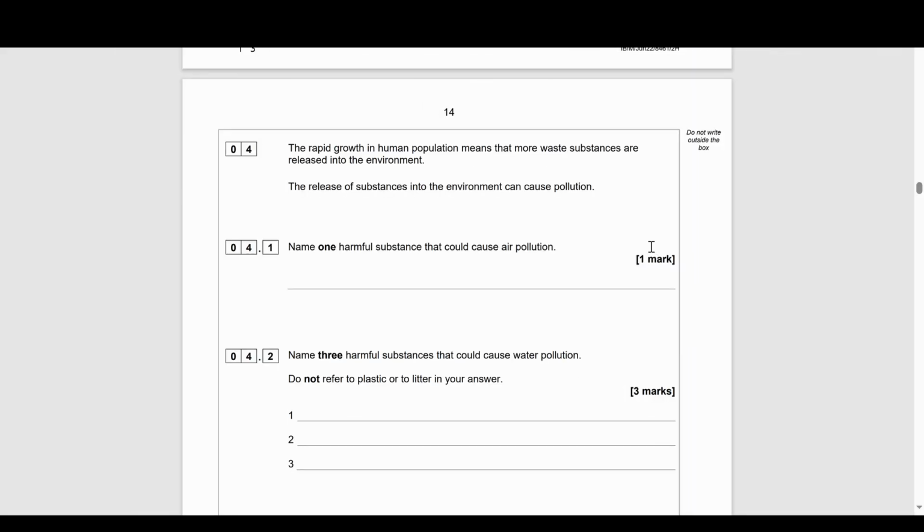The rapid growth in human population means that more waste substances are released into the environment. The release of substances into the environment can cause pollution. Name one harmful substance that could cause air pollution. So again, we're thinking about what could be in the air that could be a problem. So our most common thing that could be in the air, gas, would be carbon dioxide.